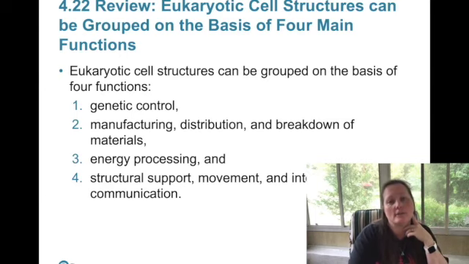Eukaryotic cell structures can be grouped on the basis of 4 functions. We have genetic control; manufacturing, distribution, and breakdown of materials; energy processing; and structural support, movement, and intercellular communication.